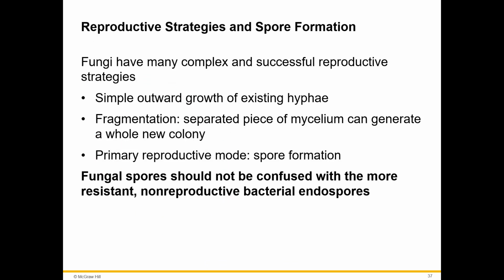So fungi have many complex and successful reproductive strategies. So simple outward growth of existing hyphae, sometimes they'll just branch off and that's your fruiting body. Fragmentation, so a separated piece of mycelium can generate into a whole new colony. So you just pick off one piece of the mold organism and then put it somewhere else and it will grow into a whole mold organism.